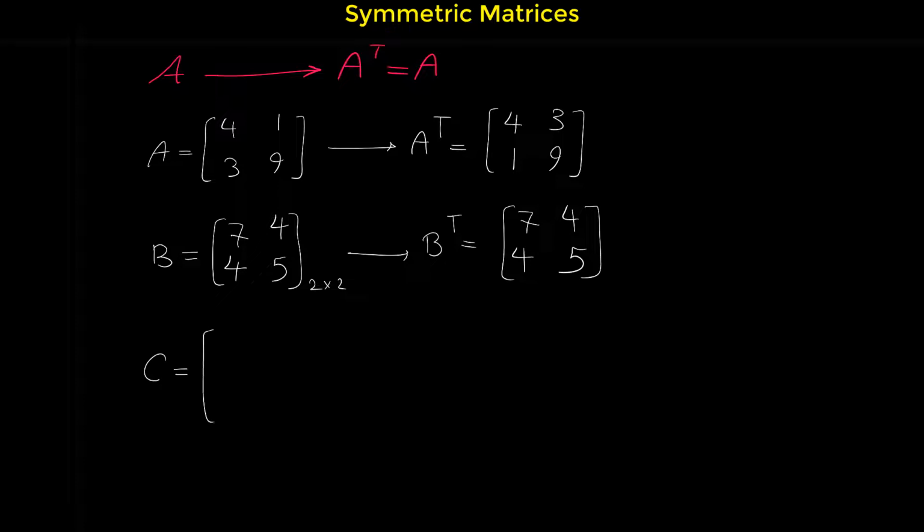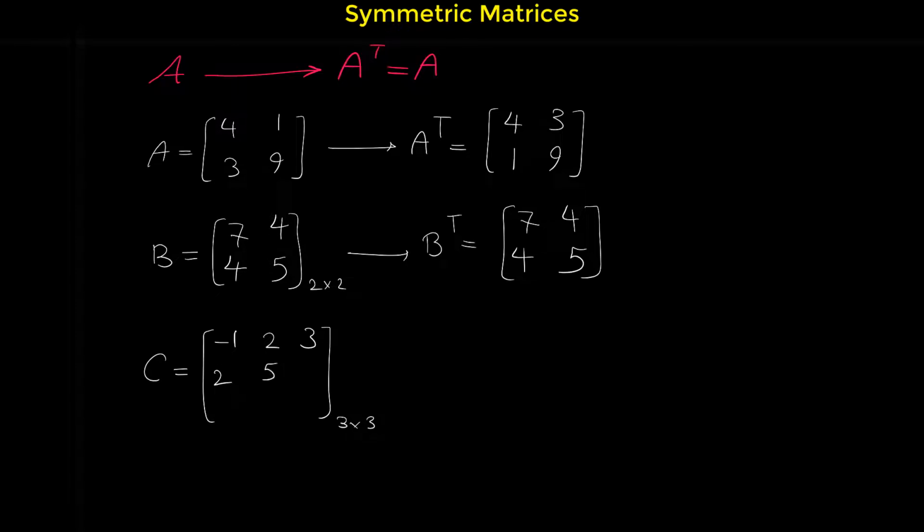Let me show you a 3 by 3 symmetric matrix. -1, 2, 3. What element should be here? Note that because here we have 2, and the opposite of 2 is the element located here, here we also have to have 2. It doesn't matter what to put here. You can put any element.